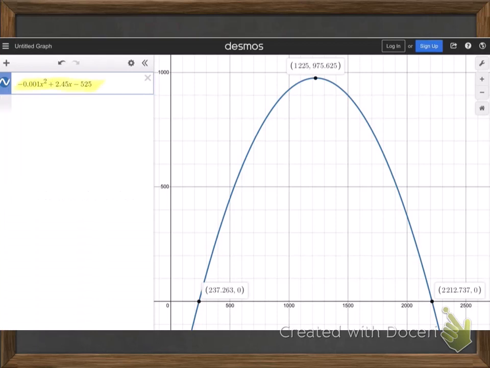I want to show you that you can verify this graphically by simply graphing this equation. I didn't even write y equals. I guess the computer knew what I wanted. This is Desmos, so you can see the equation is right here, and you can see the vertex. The x value of the vertex is 1,225. The y value is 975.625. I rounded that to the nearest cent since we're talking about money in the y variable.